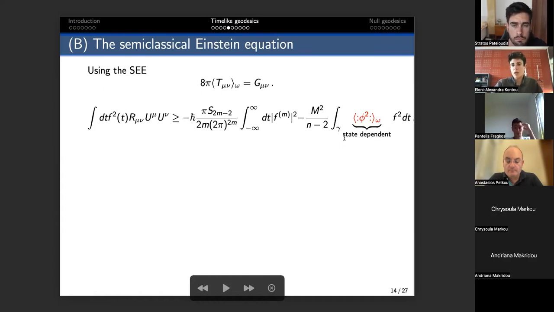The next step is to deal with this state-dependent part. As I said, it's not very good that we have this state dependence. However, it also does not have any derivatives on the field. So this is just the squared field for the state of interest.